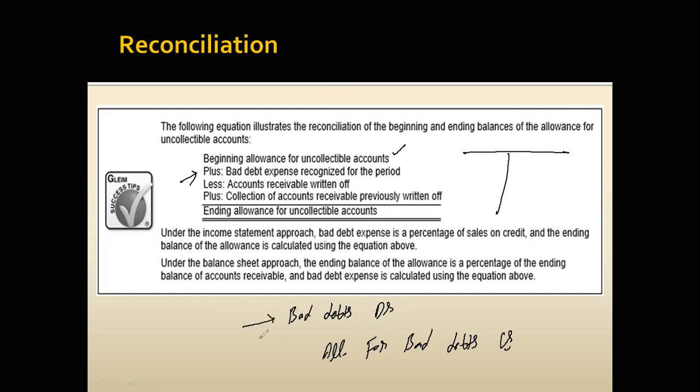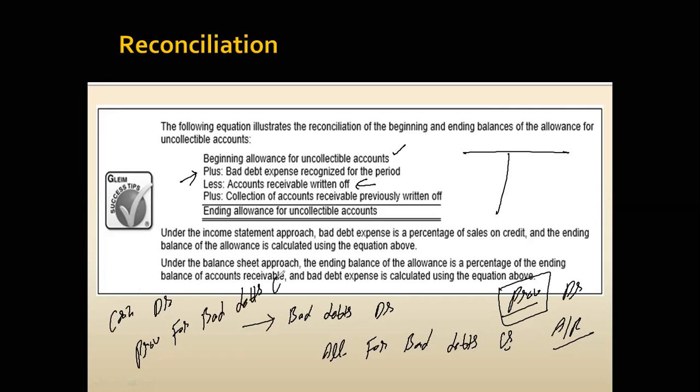So whenever we record the bad debts expense, there is an addition in our provision. Whenever we write off, you know that we do write off through this entry, provision debit and account receivable credit. Provision and allowance are alternative words we are using from time to time. So whenever we do the write off, it reduces our provision. And whenever we collect the previously written off amount, it increases our provision again, as we said earlier: cash debit and provision for bad debts credit.